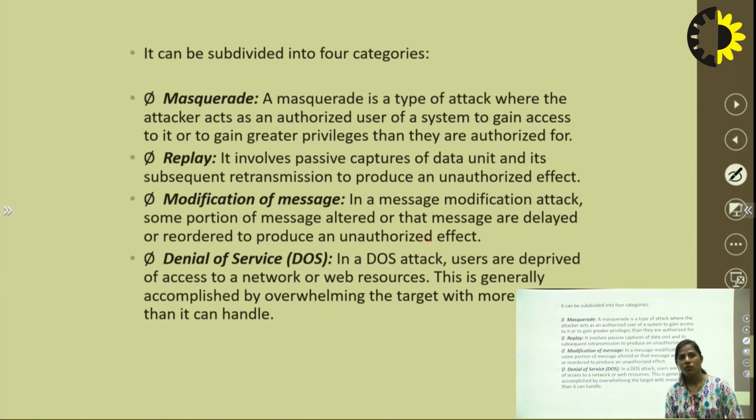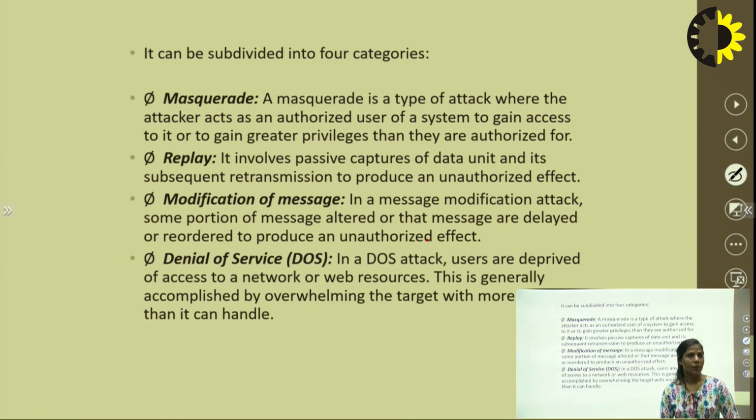There are various types of active attacks. The first one is masquerade, the second is replay, the third is modification of messages, and the last one is denial of service. Let us discuss one by one what is there in masquerade, replay, modification of messages, and denial of service.